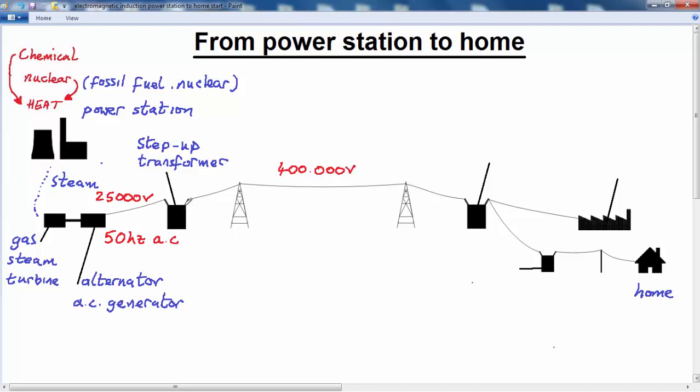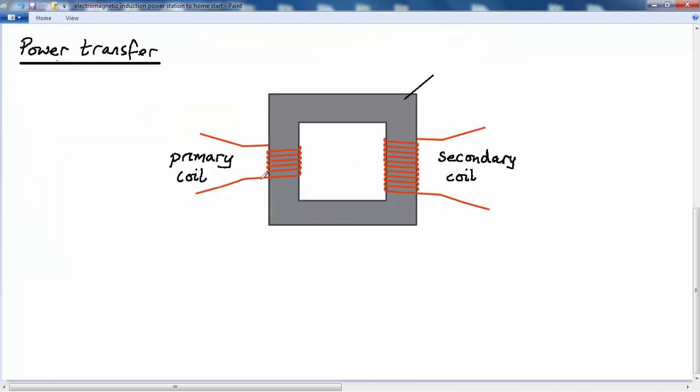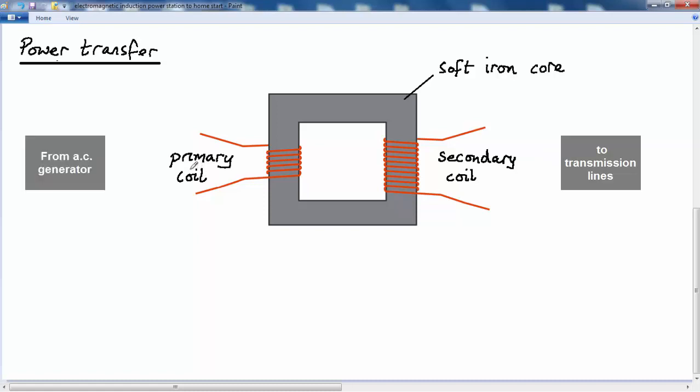Let's just remind ourselves how the step-up transformer works. You'll remember that you've got the primary coil and the secondary coil, and they're joined by a soft iron core. That's a magnetically soft material which conducts the magnetic field from the primary through to the secondary coil and enables the transport of electrical energy from the power station to the transmission lines. The secondary coil will be connected directly to the transmission lines going across the country. The primary coil will be connected directly to the AC generator in the power station.